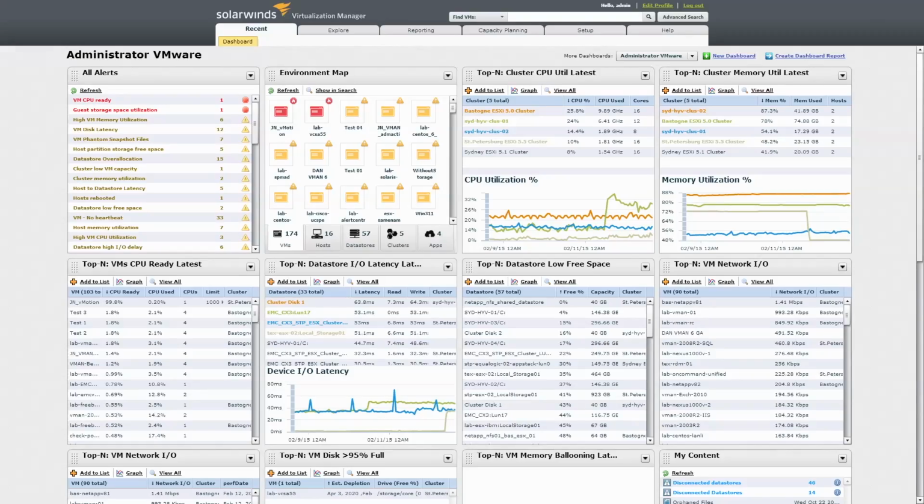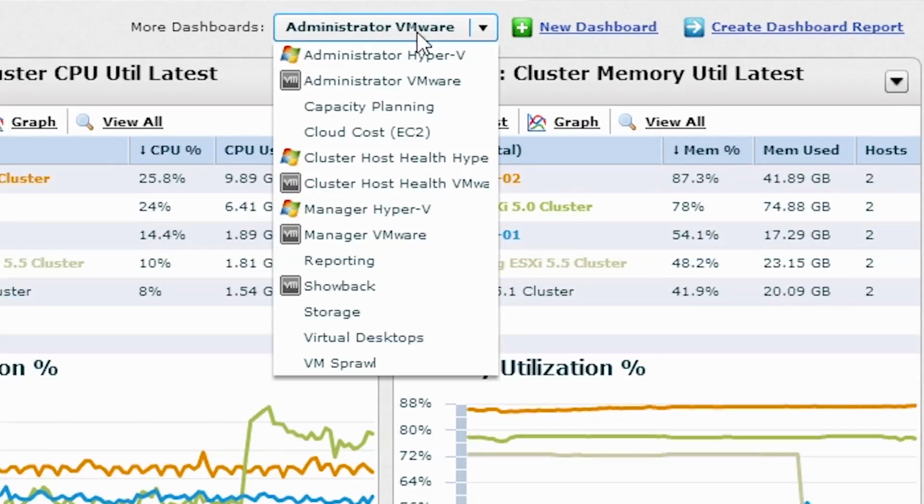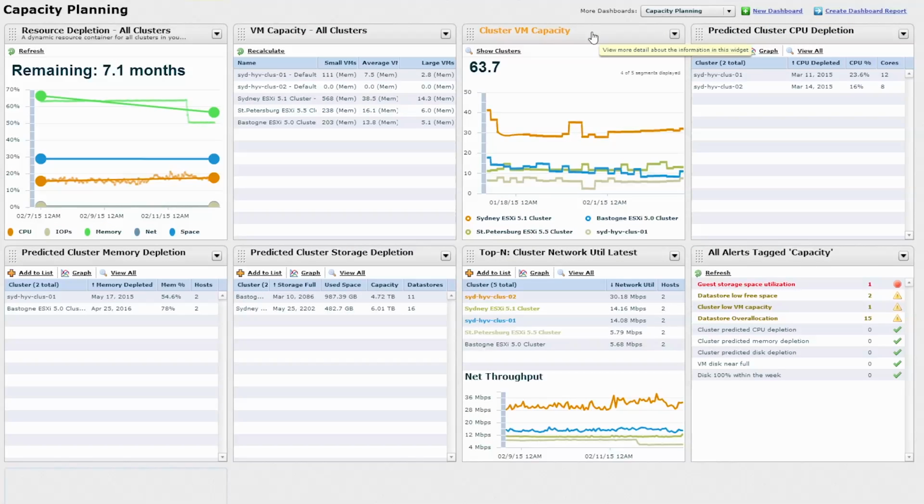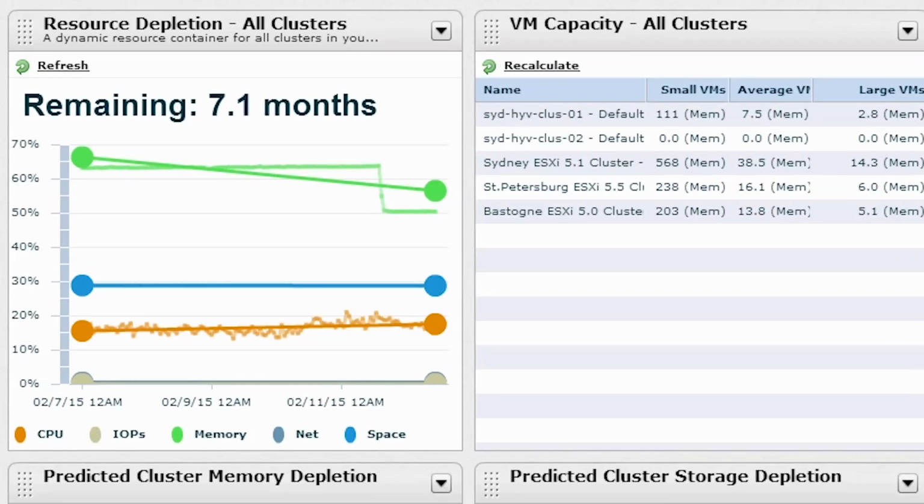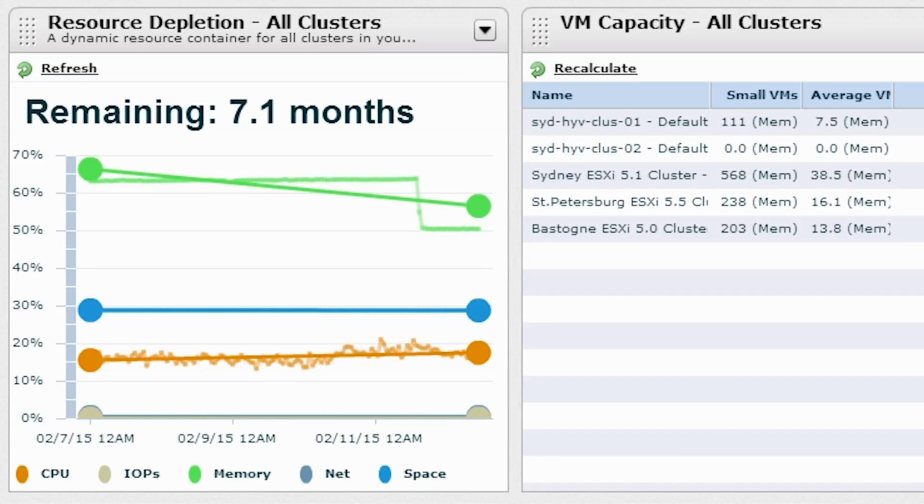Capacity planning is one of the most powerful parts of SolarWinds Virtualization Manager. In capacity planning, we will answer the key questions of when you are running out of resources on your environment, as well as how many more virtual machines can you fit. This includes what-if analysis. Virtualization Manager looks at 5 key metrics to determine these answers.